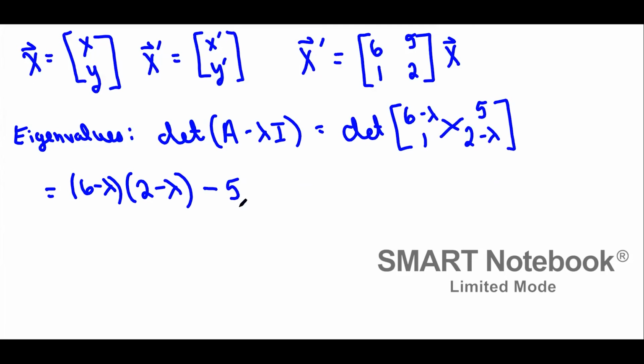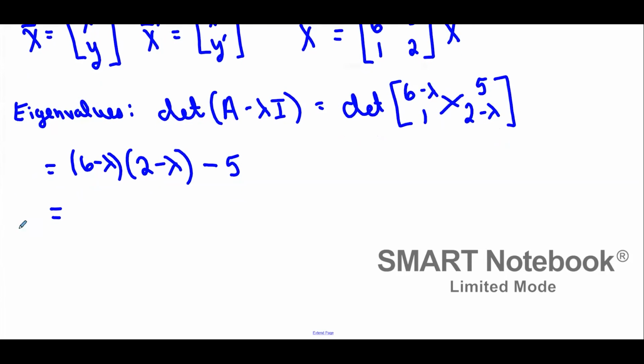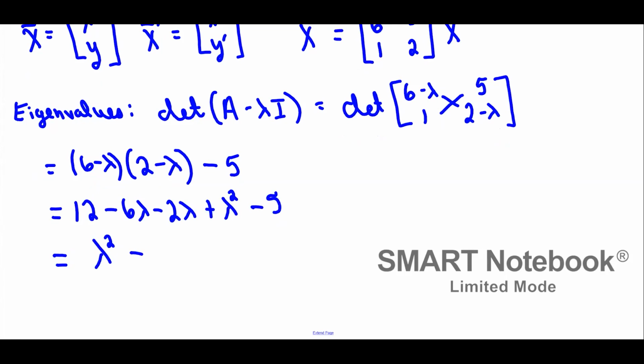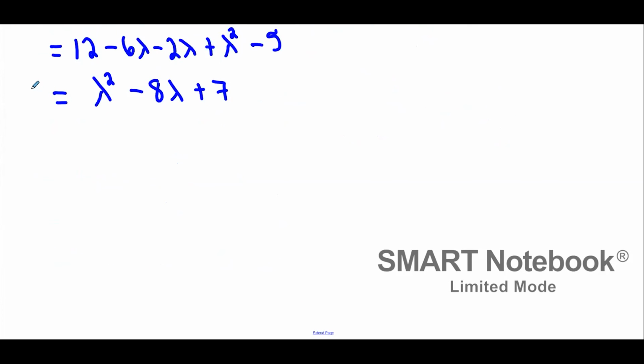So 5 times 1 is 5. So we get that. And then we're just going to simplify this. So that's 12 minus 6 lambda minus 2 lambda plus lambda squared minus 5. And then I'll just rewrite that. Negative 6, negative 2 is negative 8. 12 minus 5 is 7. So I want to take this polynomial, set it to 0, and solve this.